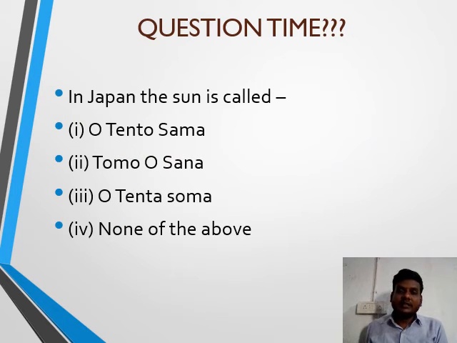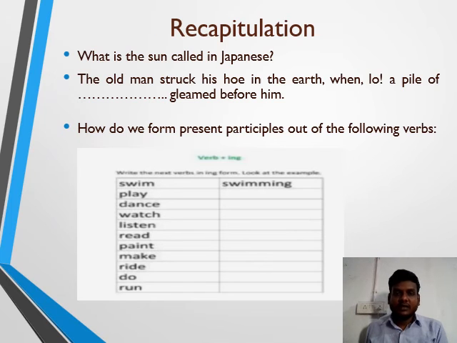Okay, in question time: in Japan, the sun is called what? O Tento Sama, or none of these? Write your answer in the chat box. Here the correct answer is O Tento Sama. Okay, students, the sun is called O Tento Sama in Japan.